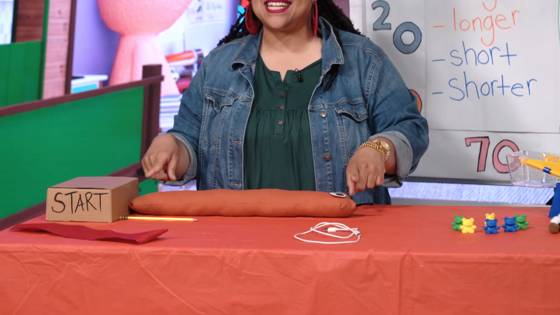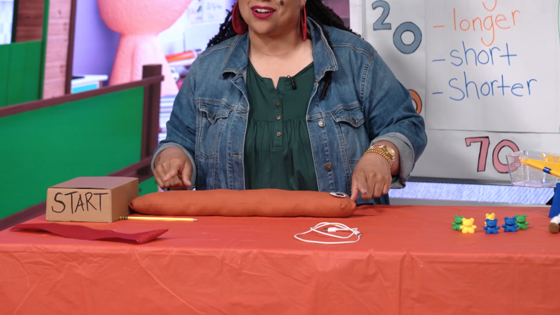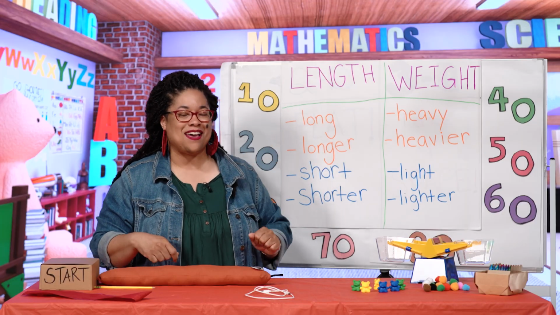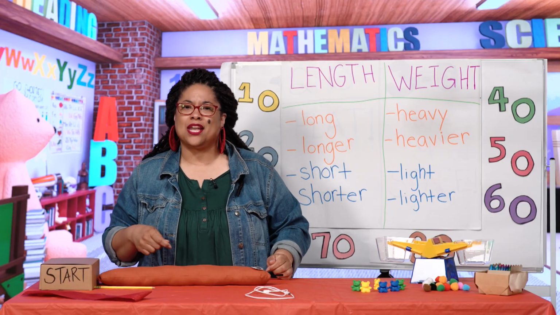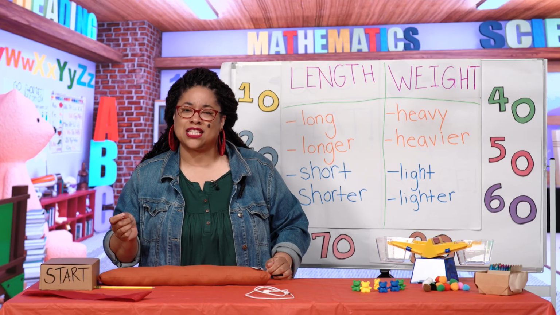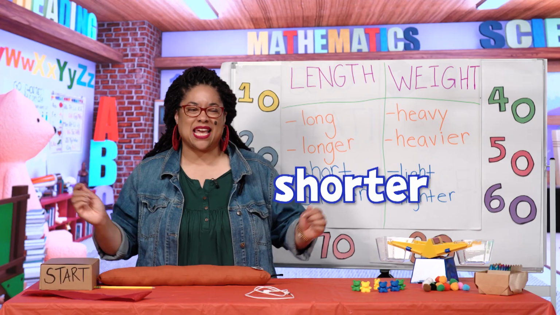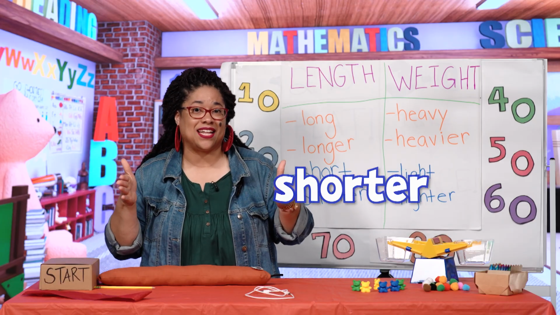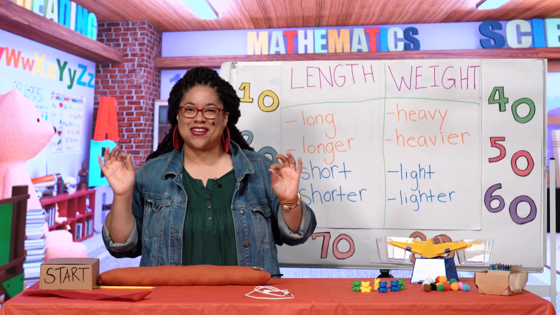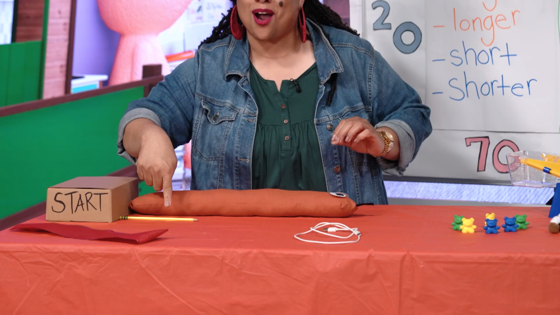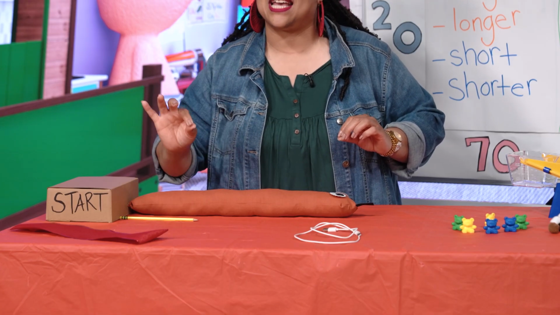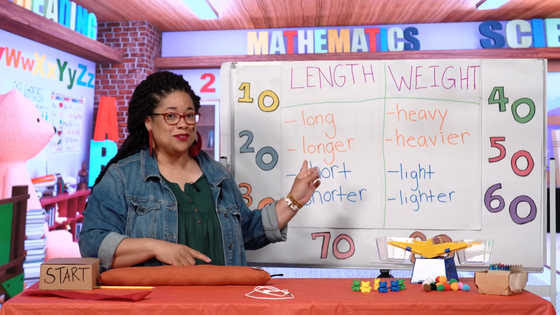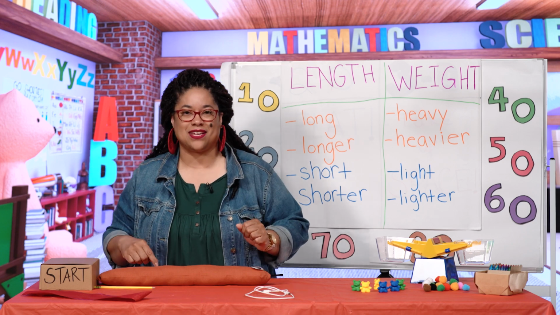Excellent. The snake is longer. That's that word from our board. Very good. And which object is shorter? Meaning it has less length. Very good. The pencil, you are correct. The pencil is shorter. Using our vocabulary, very good.